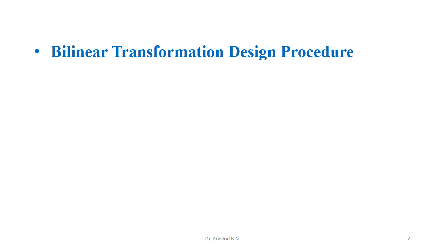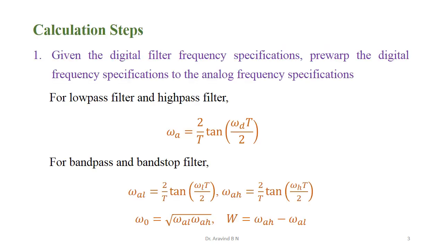In this lecture, we are going to study the bilinear transformation design procedure. Let us go through the procedure steps first. First one, given the digital filter frequency specifications, pre-warp the digital frequency specifications to the analog frequency specifications.